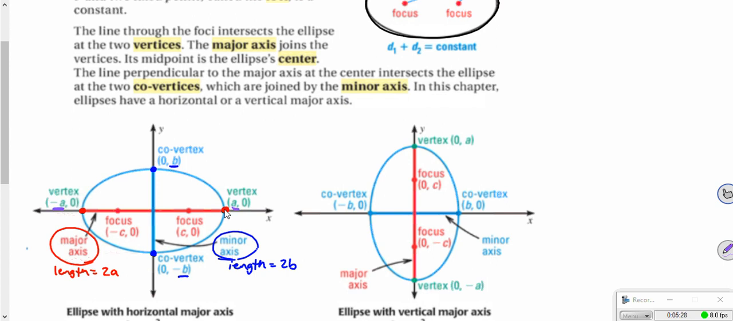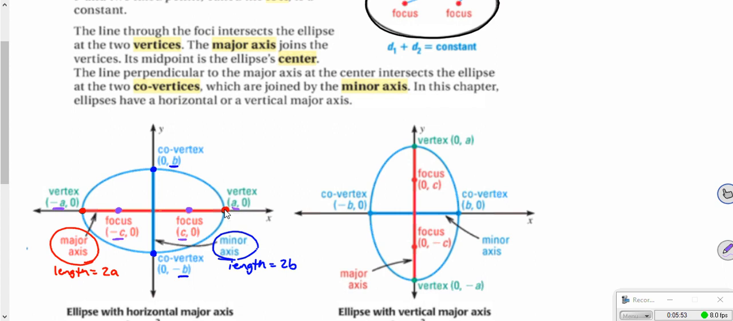Now, where do the foci come in? Here's the foci. This point and this point are your focus points. And again, they've got coordinates with c and negative c. So we have vertices, we have co-vertices, and we have foci.